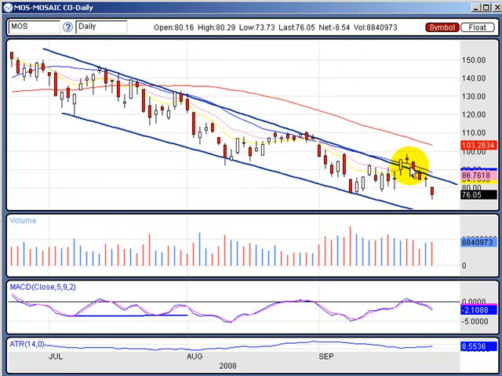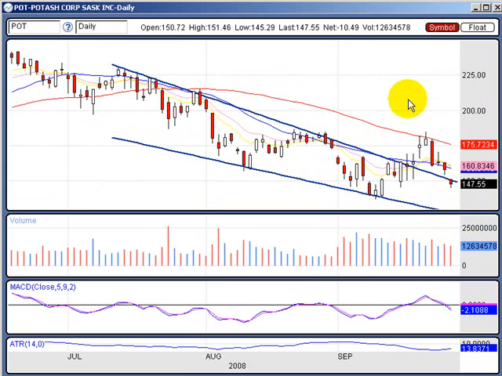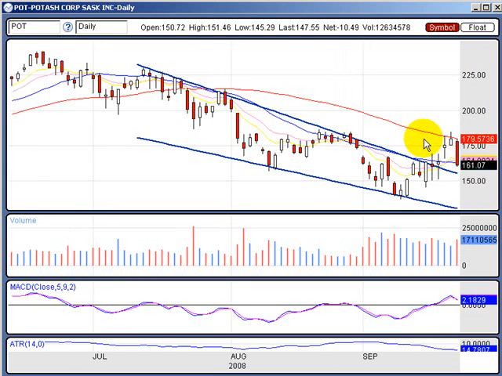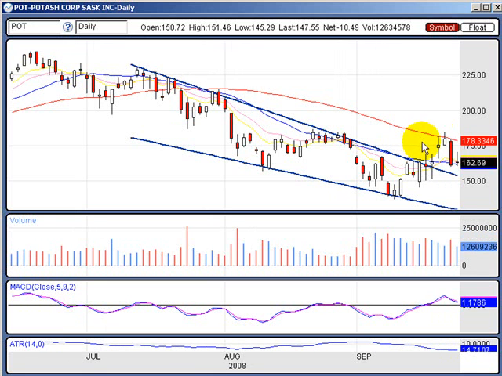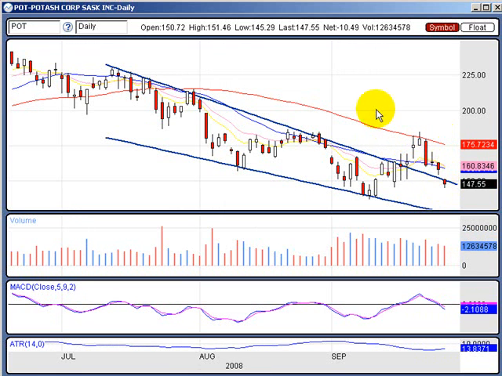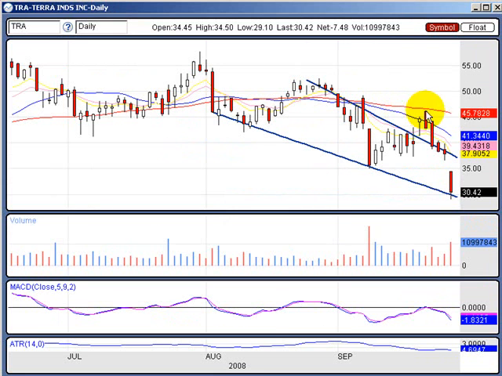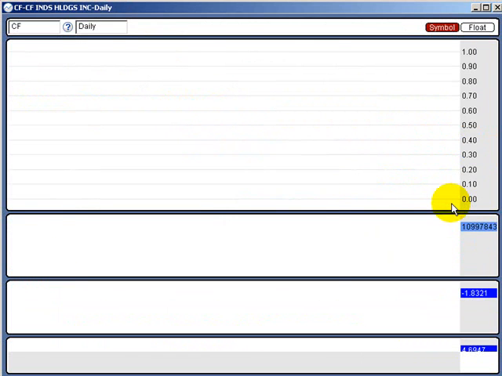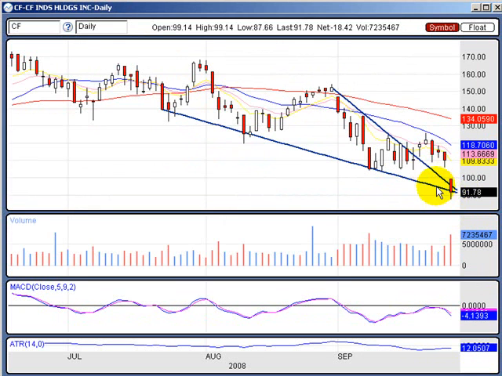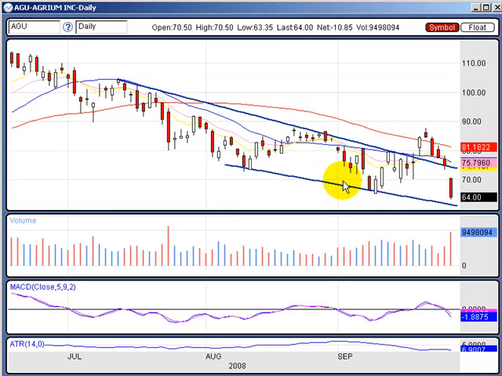Here's Mosaic. 1, 2, 3, 4, 5 days later. See that? Bad drop there. This is Potash. Same thing. We were looking at this breakout right there. Boom. And then crash. Right back down. TRA. Crash. CF. Crash. And our last but not least, AGU.